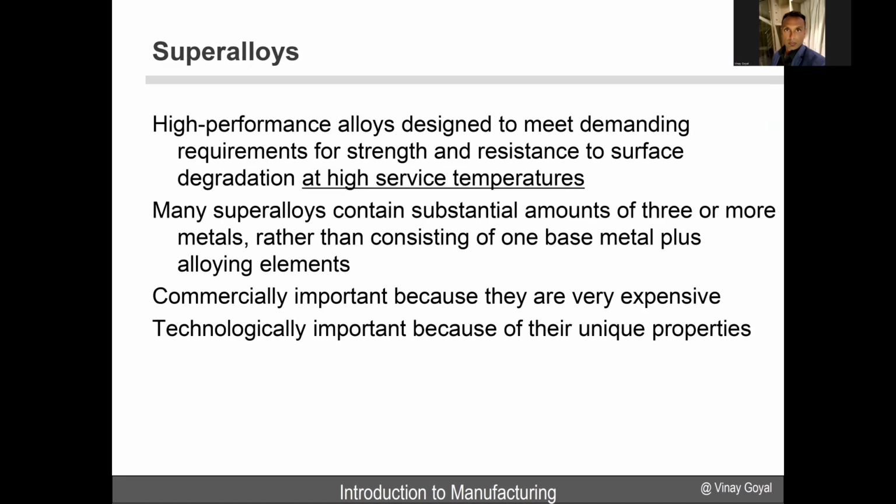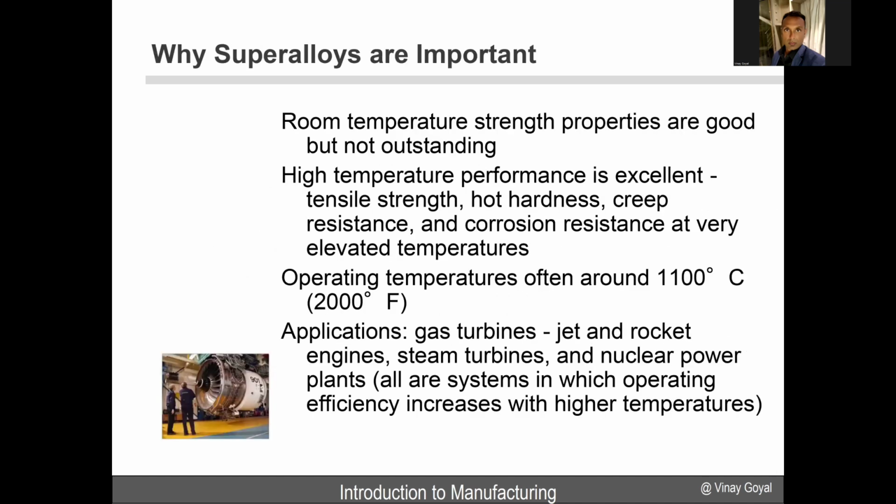Superalloys are high performance alloys, and they're designed to meet demanding requirements for strength and resistance to surface degradation at high temperatures. I discussed that already. Many superalloys contain substantial amounts of three or more metals, and they're commercially important even though they're very expensive. Why are superalloys important? You can see them used here in an engine.